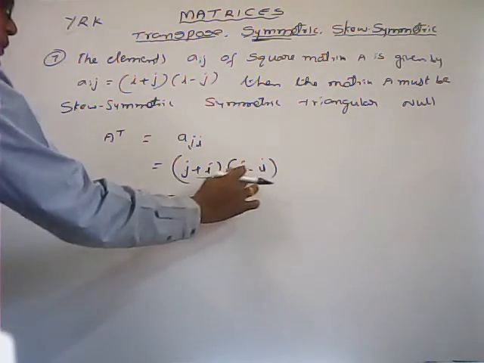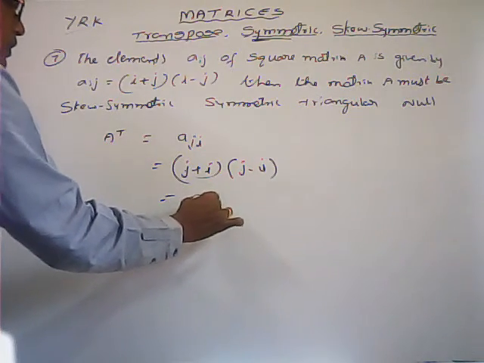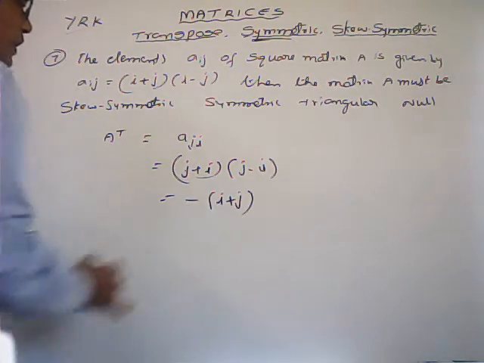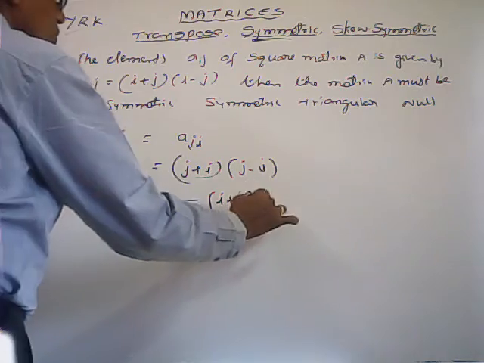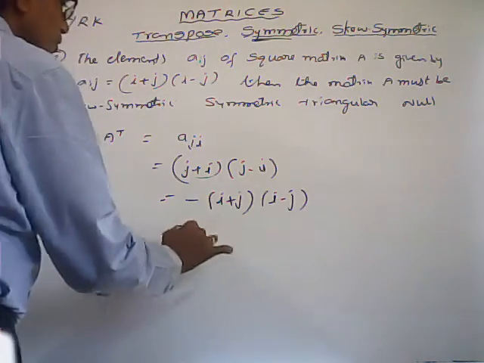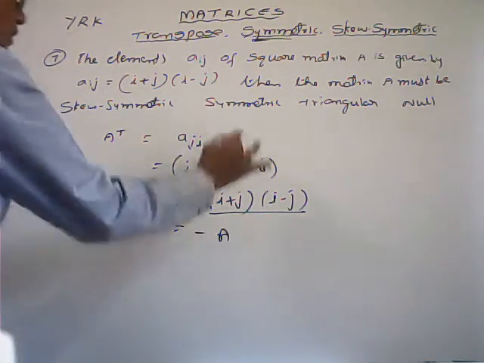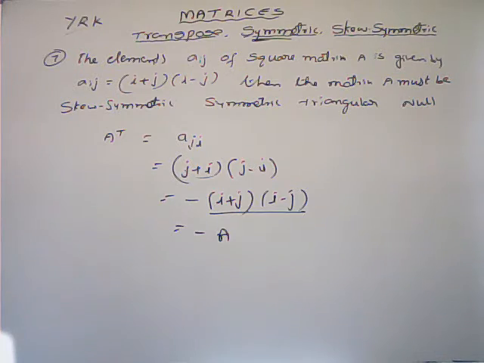From these two terms I am taking minus common: minus of (i plus j), since i plus j and j plus i are both the same, into (i minus j). That equals minus Aij. So A transpose equals minus A. So here A is a skew symmetric matrix.